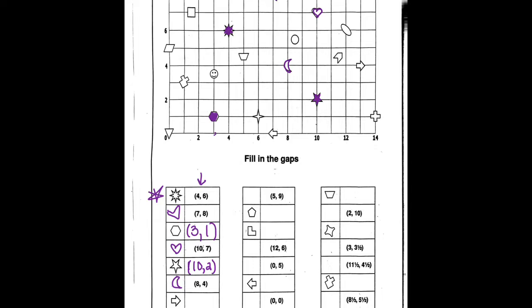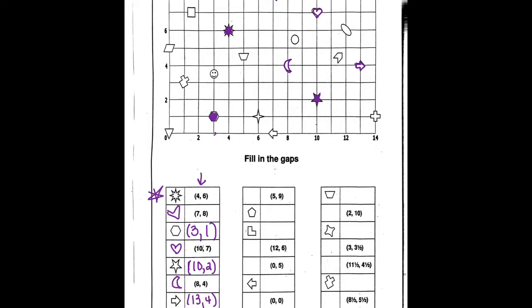All right, now I'm going to find an arrow. So I see the arrow right here. So that means I'm going to go over to the right. Looks like I'm between 12 and 14. So I have 13, and then I go up to 4. So 13, 4.